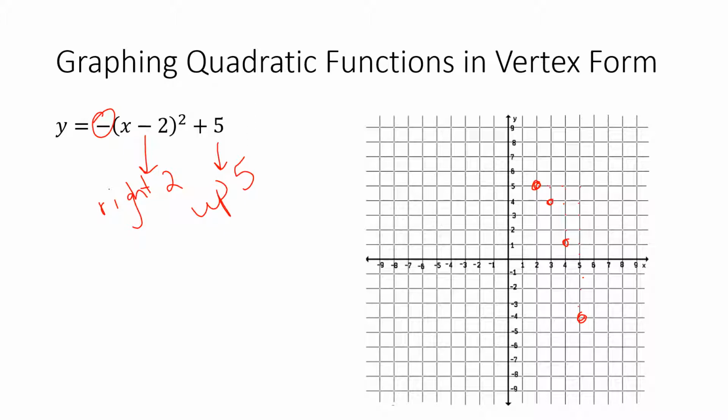Okay, same thing on the left, back to the vertex, over 1, down 1, back to the vertex, over 2, down 4, 1, 2, 3, 4, back to the vertex, over 3, down 1, 2, 3, 4, 5, 6, 7, 8, 9. All right, so it's the exact same pattern, but that negative just flips it so that your parabola points downward.